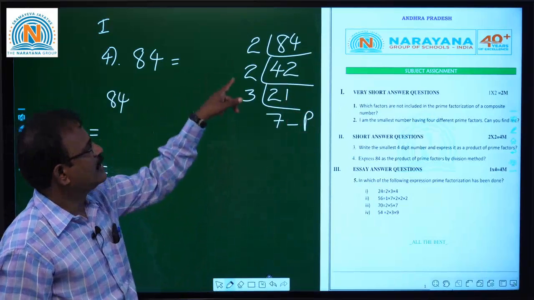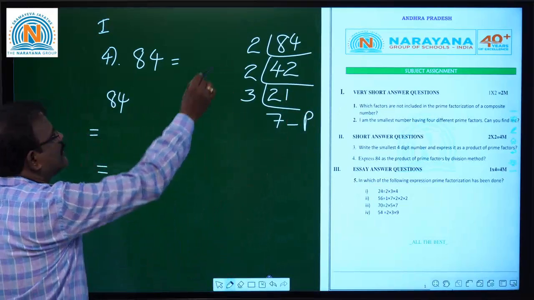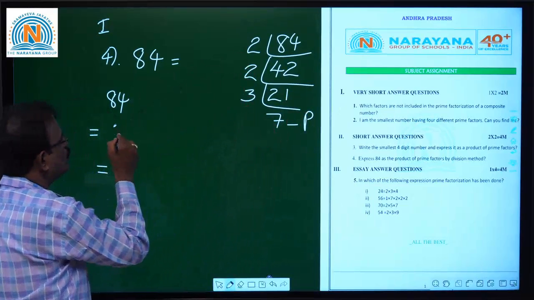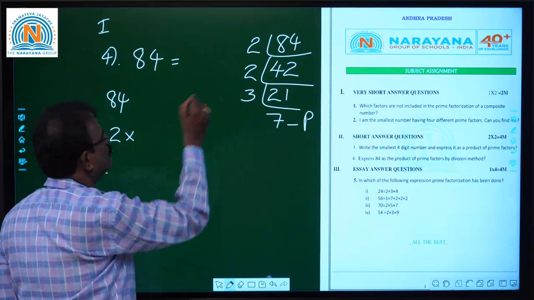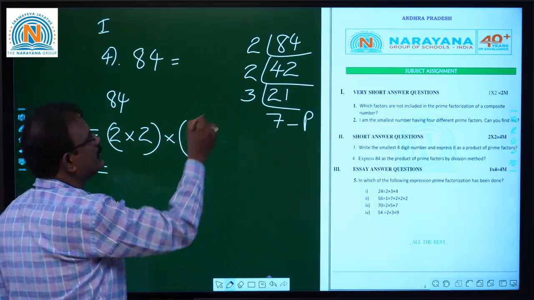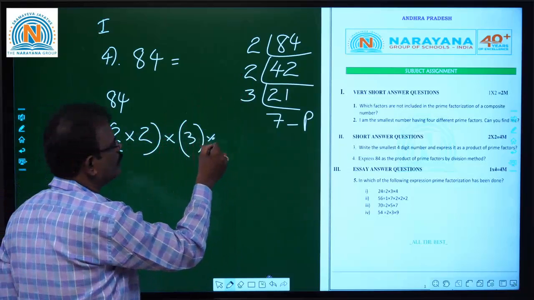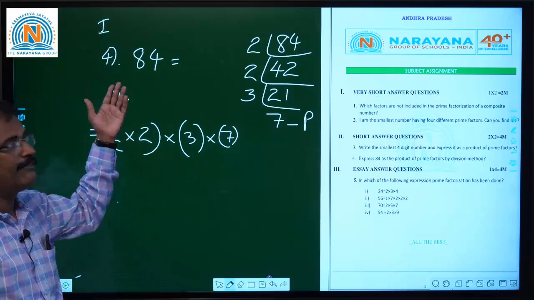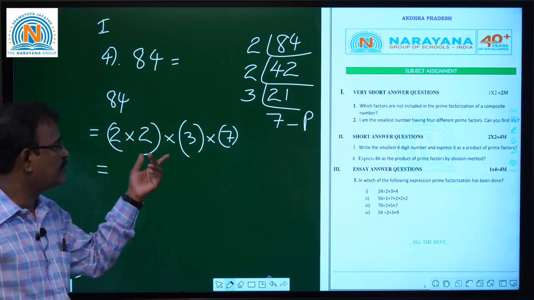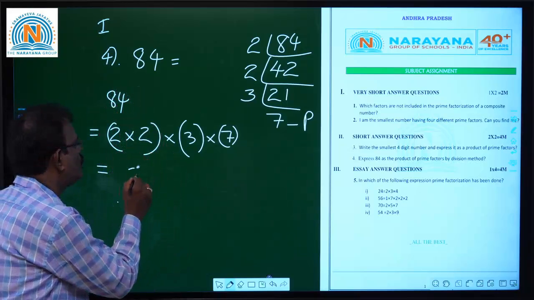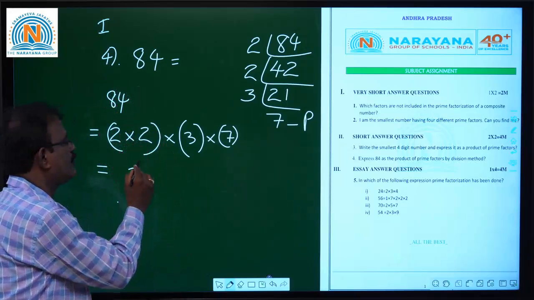So after finishing this, we can write 84 as the product of prime factors like 2 into 2, 3 into 7. So children, this is the prime factorization of 84. Of course, if you want to express the same product in the form of base exponent form, so 2 raised how many times, children? 1 time, 2 times.